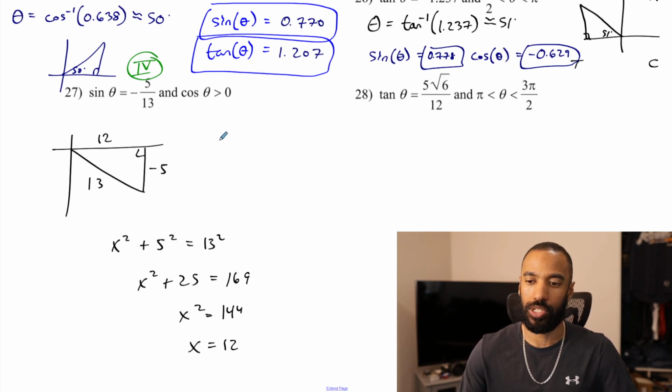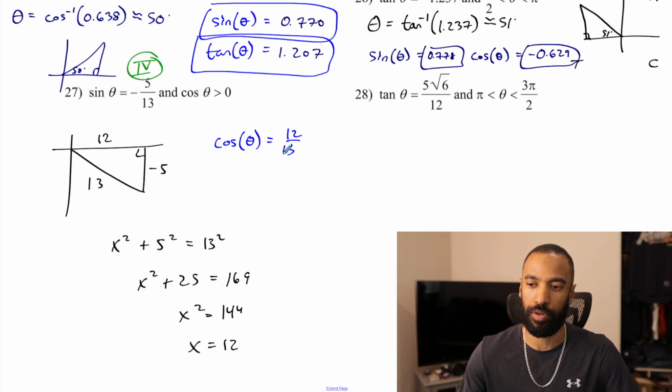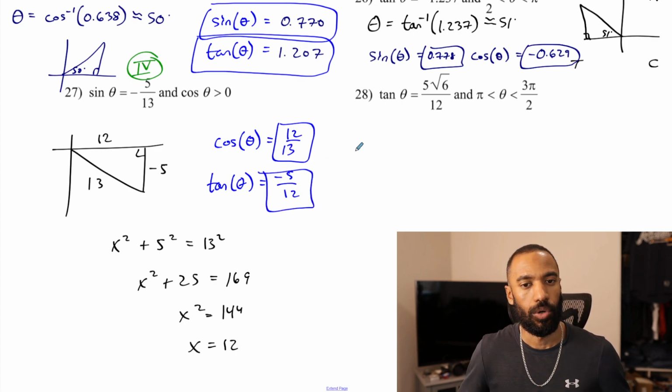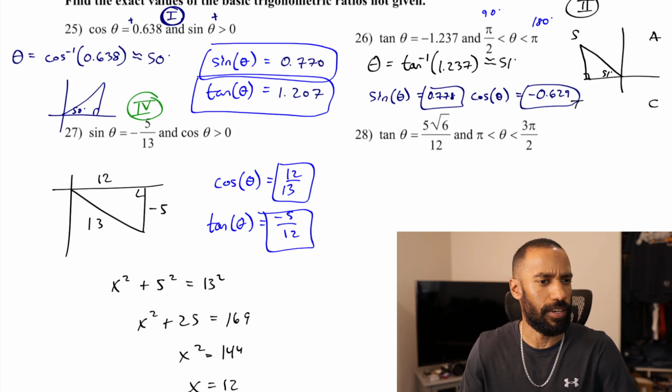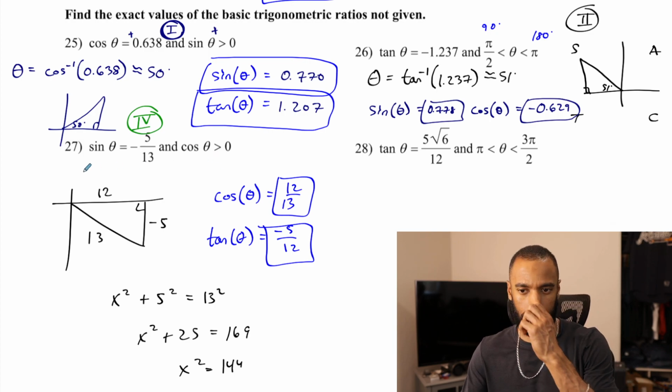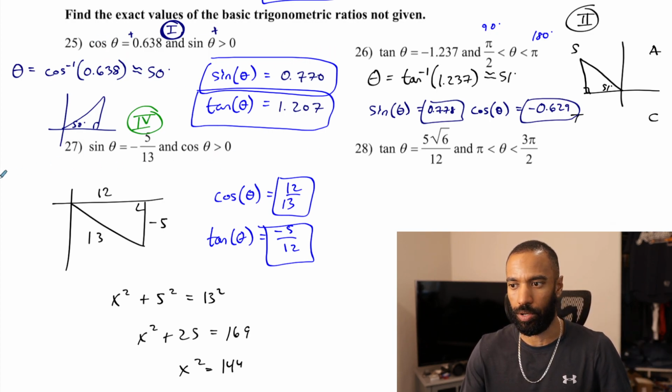So when we do cosine of this thing, I'm not using a calculator for these. I'm just doing adjacent over hypotenuse. I get 12 over 13 positive, as it should have been. And tangent in the fourth quadrant is negative, as we do opposite over adjacent, negative 5 over 12. Those are exact. We're good. So the only time I use the calculator, unless I forget, is in the first pages. But the only time I used the calculator for the trig stuff was literally 25 and 26.